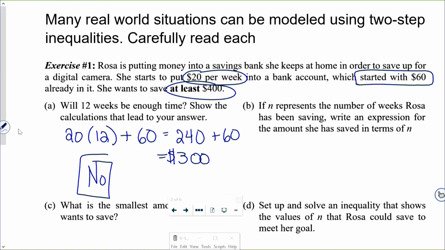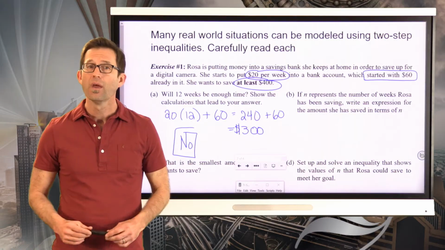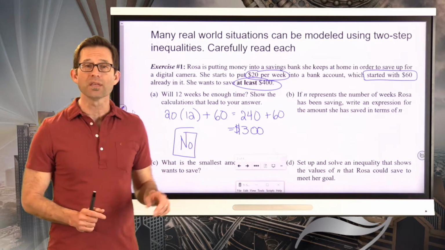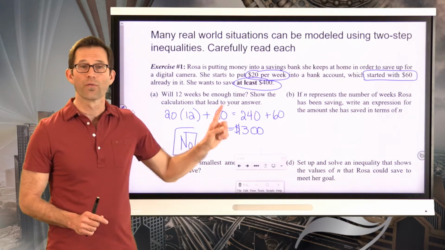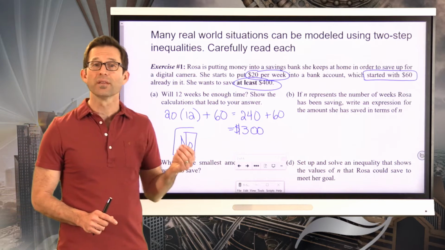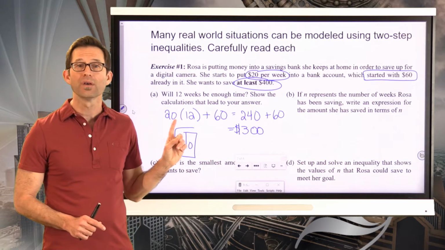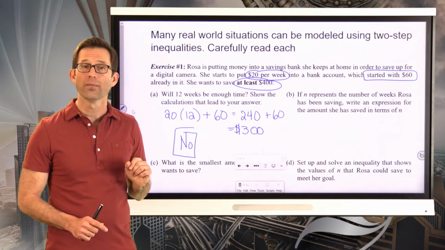If n represents the number of weeks Rosa has been saving, write an expression for the amount she has saved in terms of n. Well, again, this should be pretty easy if you look at the calculation we did over here. In this case, literally n was equal to 12.